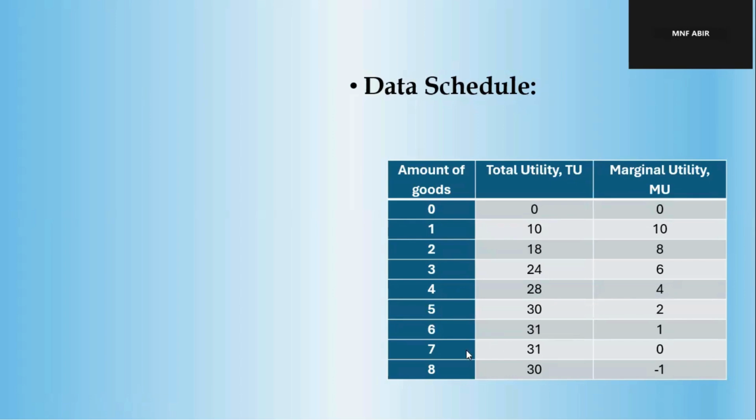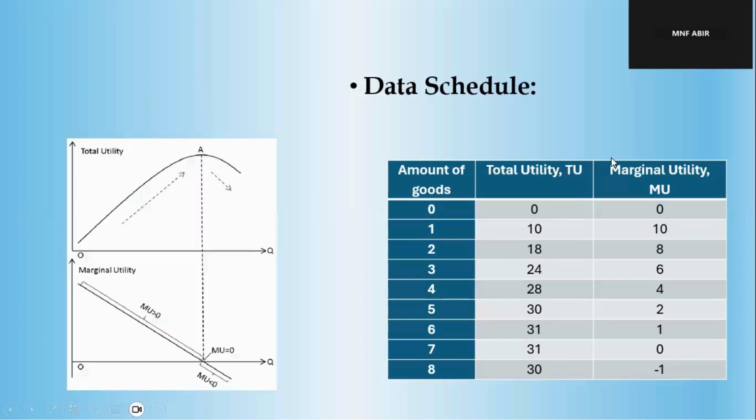Decreasing. And after eating 7 units of goods, we can see the satisfaction level becomes 0, which means after any more unit of goods eating from it, we cannot get any additional satisfaction. Here, we can also derive a graph from the data schedule.